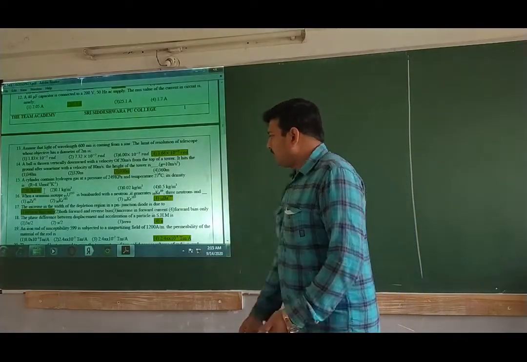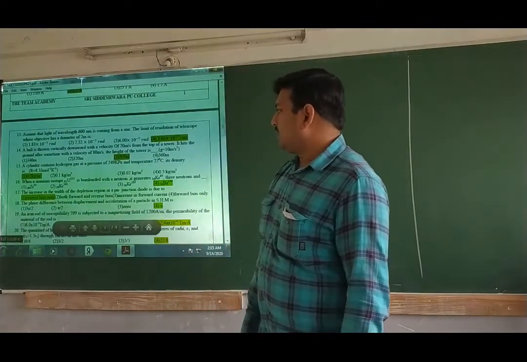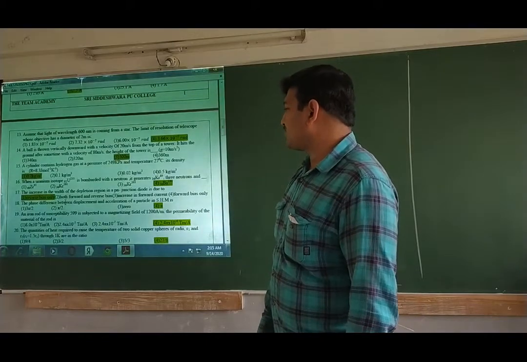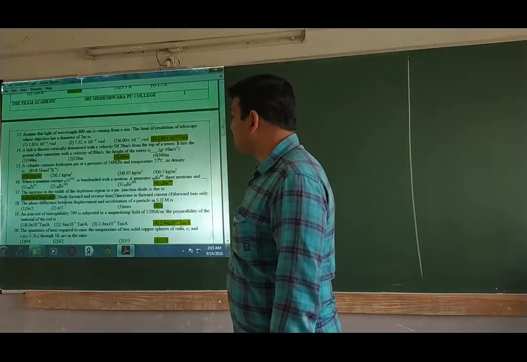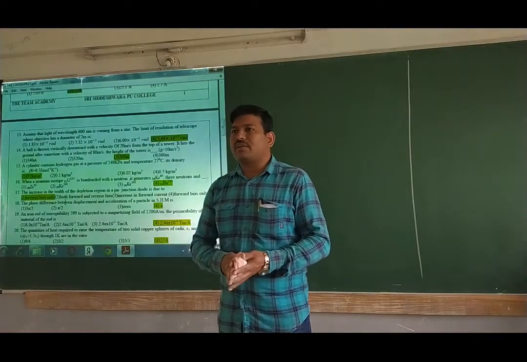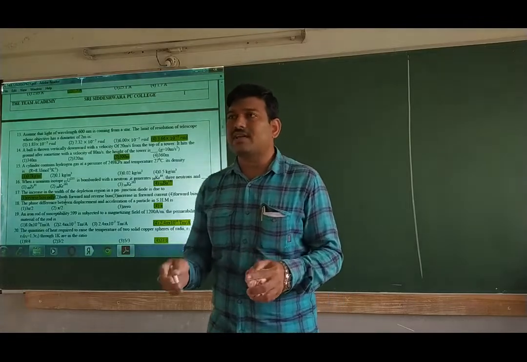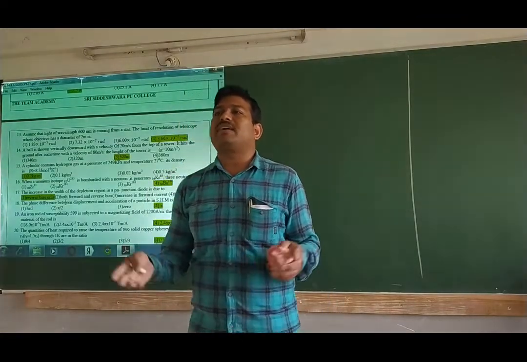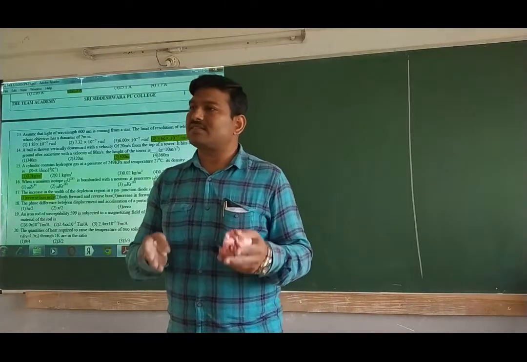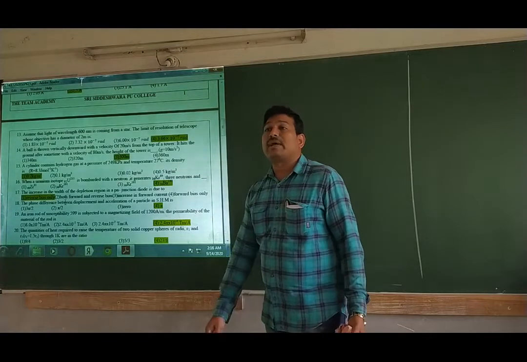Next question you see, 17th question. The increase in width of depletion region in a PN junction diode is due to. So if you want to increase the depletion region, you have to reverse bias it. It is a theoretical question. If you forward bias it, when the diode is forward biased, thickness of depletion region decreases. When it is reverse biased, width will increase. Generally, the width is of the order of micrometer.